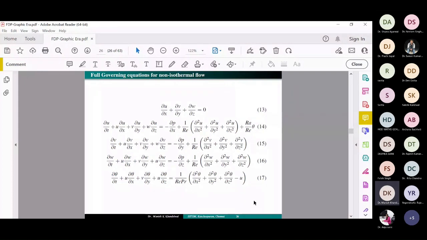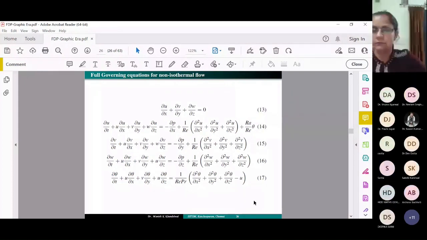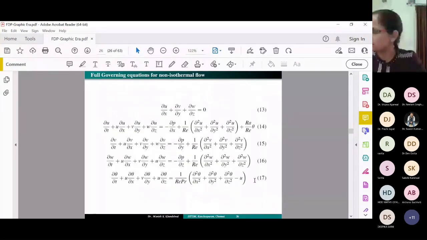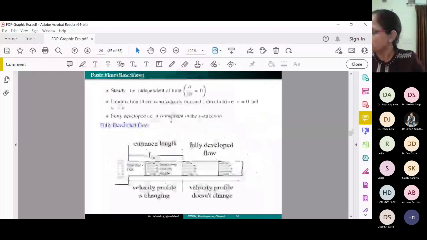For a channel problem, I am going to develop the equations for the linear stability analysis. So first I need the basic flow. For a channel problem, as I already told, when we start the stability analysis, we need the basic flow. So this is a basic flow.